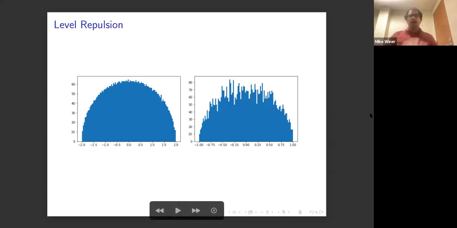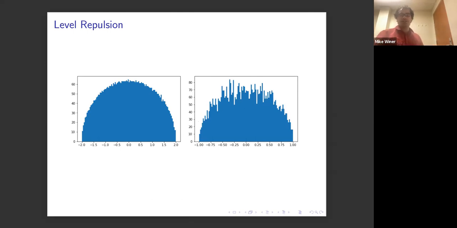So first, I have a little cartoon here that illustrates an important property in random matrix theory called level repulsion. These are two histograms. One of these is, I believe, a 5,000 by 5,000 matrix. I had a computer diagonalize it and plotted the eigenvalues. And the other is 5,000 randomly, independently selected numbers.